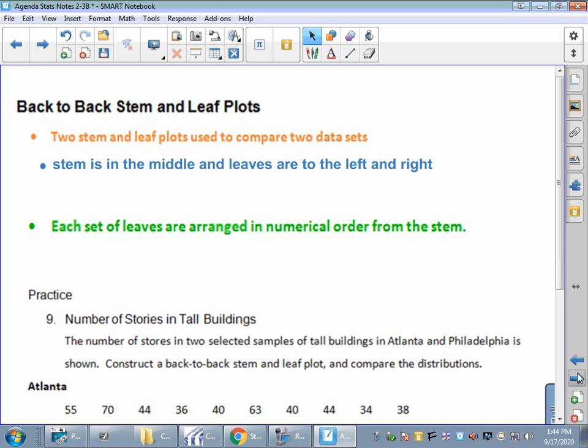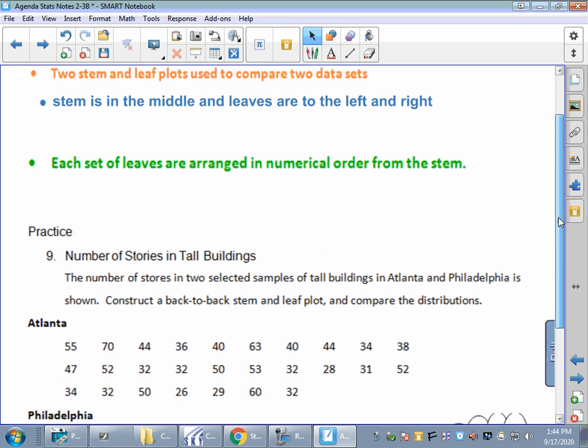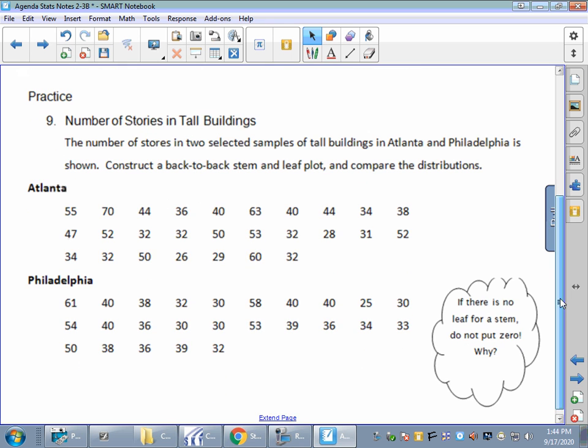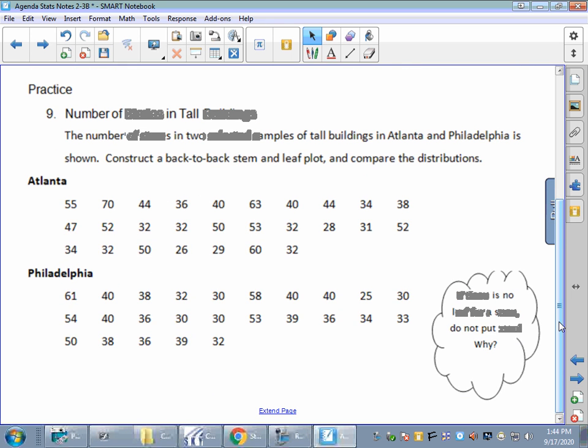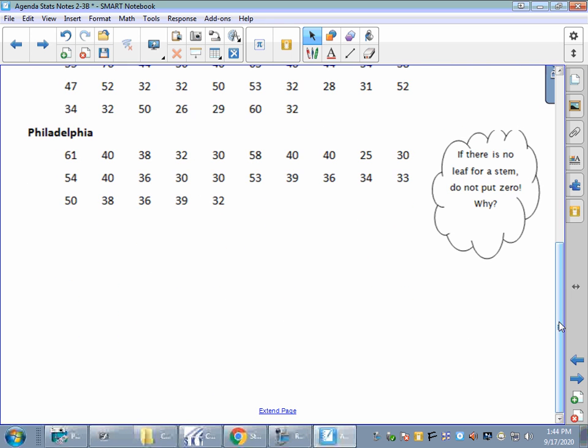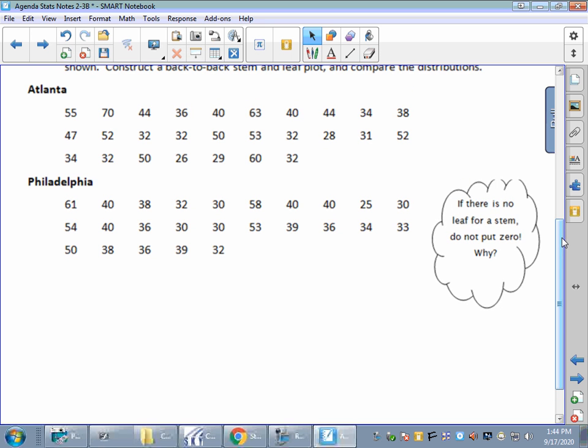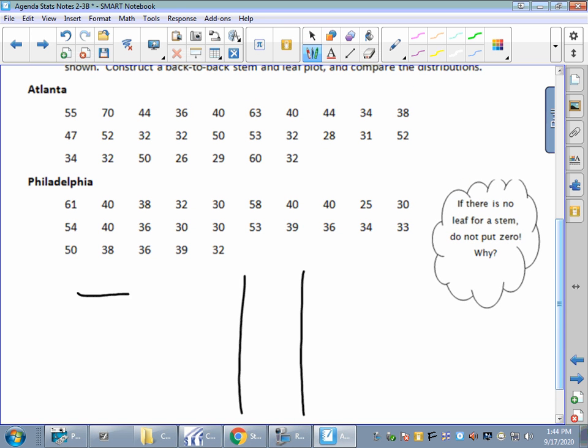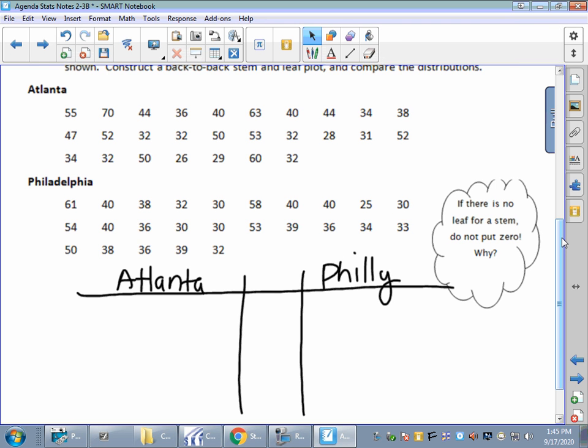So if we are going to talk about the number of stories in tall buildings, I've got Atlanta and Philadelphia. I guess the first thing I need to know is what about my stem? So my stem and leaf plot is going to look something like this. I'll put Atlanta over here, and I'll put Philadelphia over here, and my stem is going to go in the middle. I just put the first set of data first.